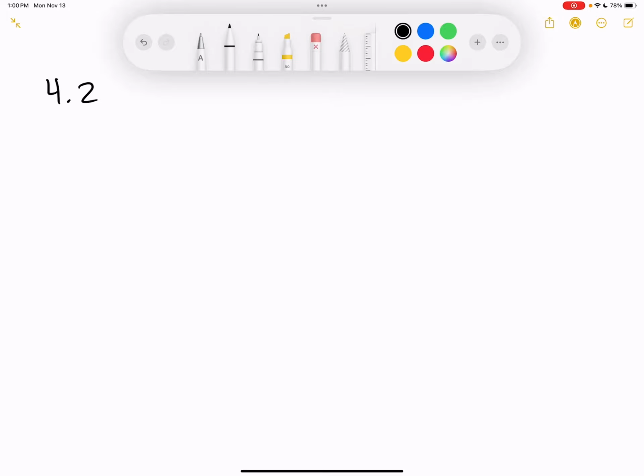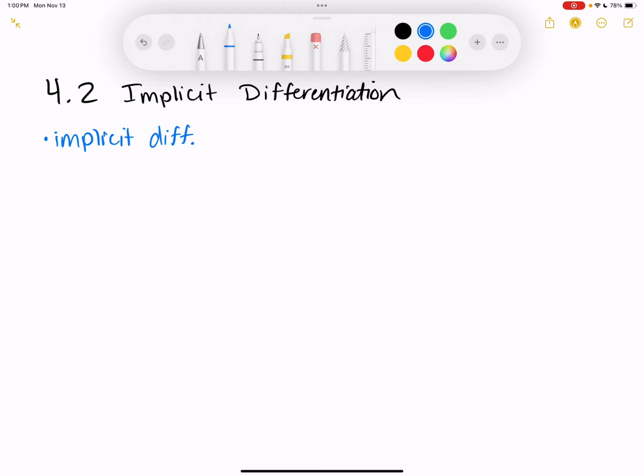4.2, implicit differentiation. Implicit differentiation is the process by which we find dy dx or y prime.